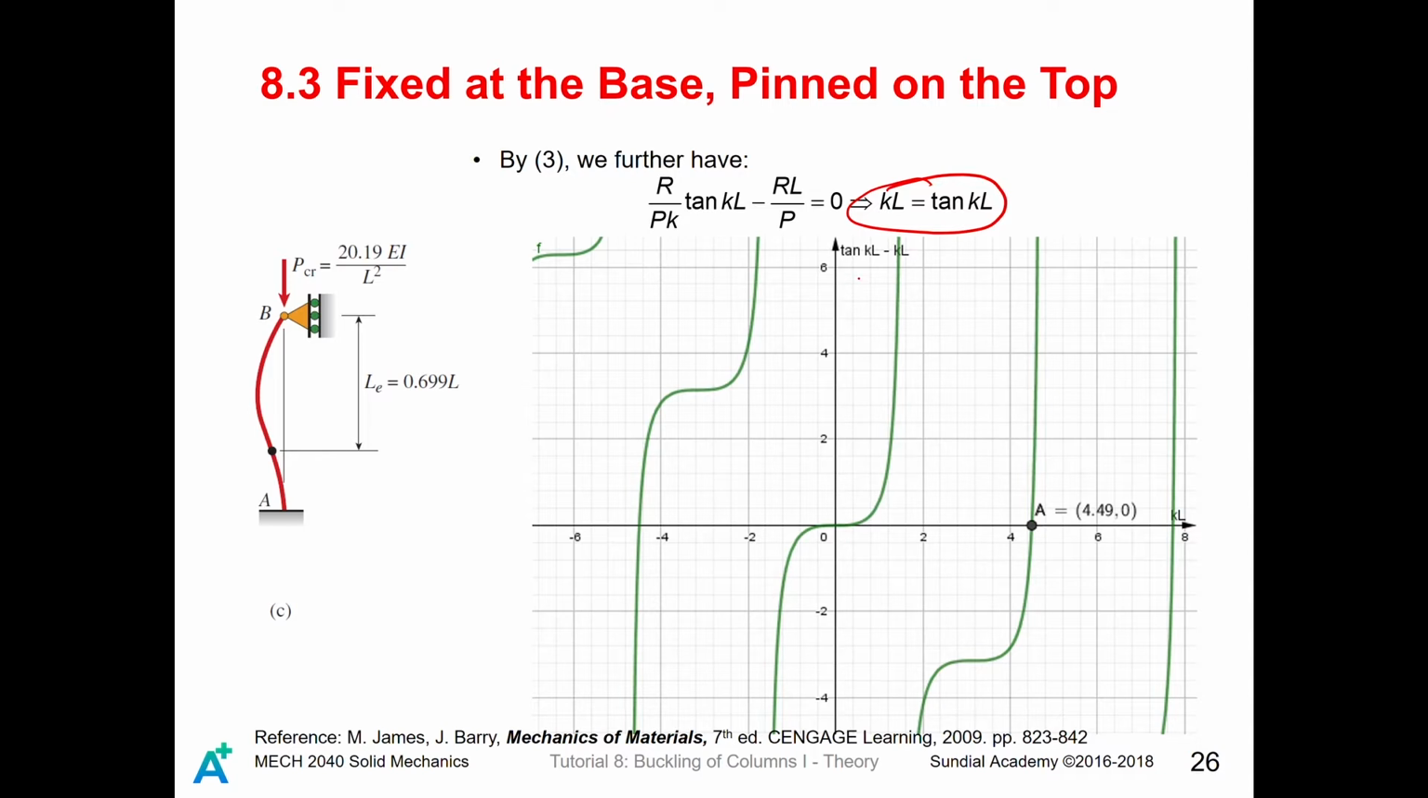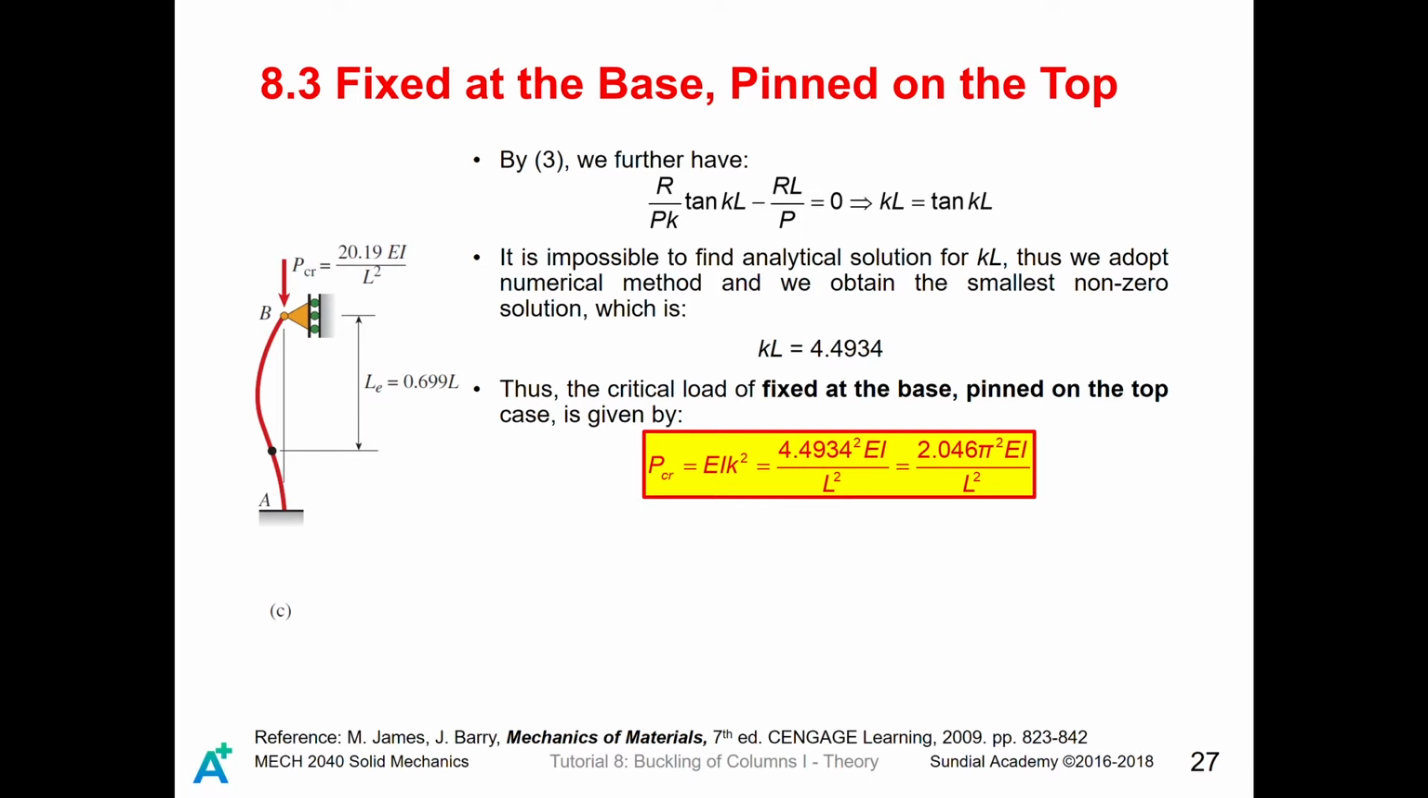So here y equals tangent KL minus KL, and for the horizontal axis it is KL. So we plot this diagram, and we get a point which is located here. So that means the first non-zero positive solution of KL is given by 4.4934 by using our numerical method by the plot. Okay. And eventually you will get the critical load.